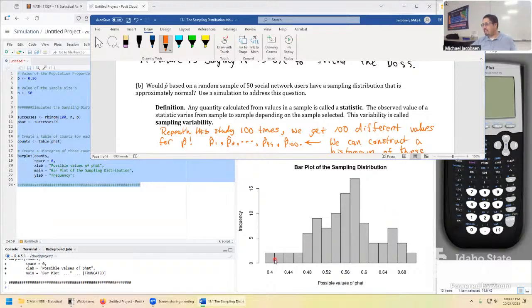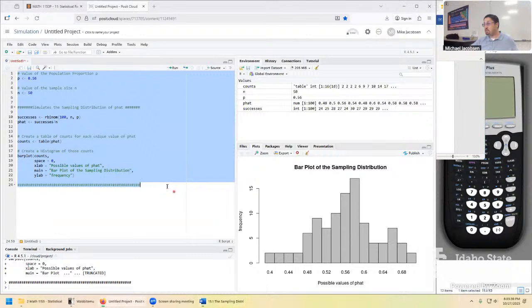Kind of strange, kind of jagged, but notice the true value is supposed to be 0.56. Most of our p hat values are right around here, just above 0.56. Some of them are on the high end, some of them are on the very low end, but that's kind of rare, it looks like. These look like single counts or maybe twos. But if you run this again, get 100 different random samples, the picture changes.